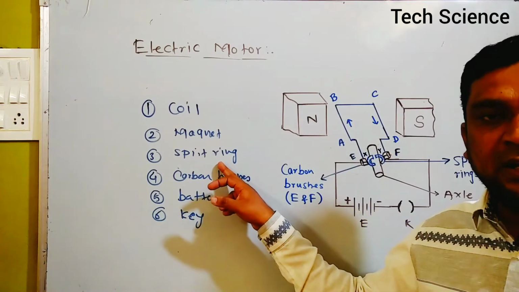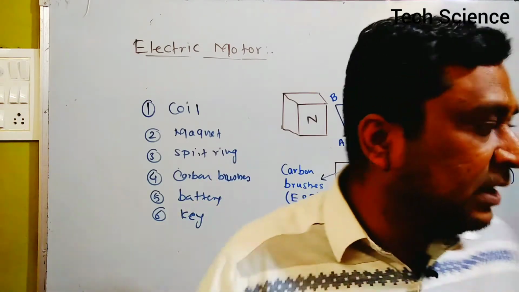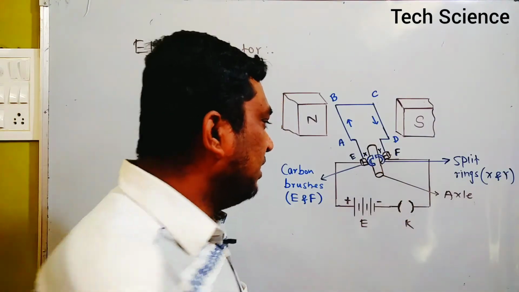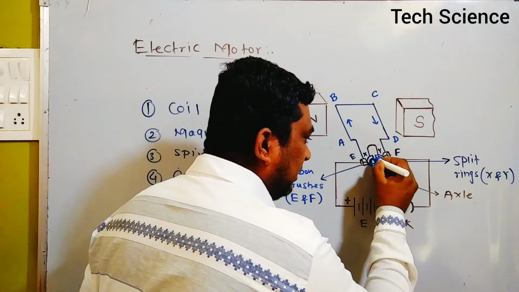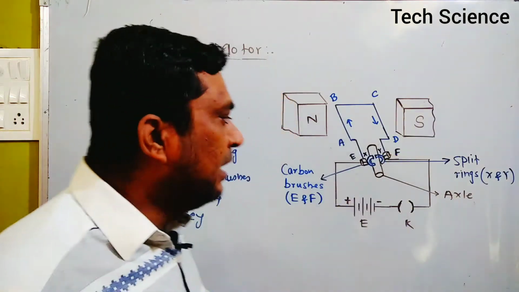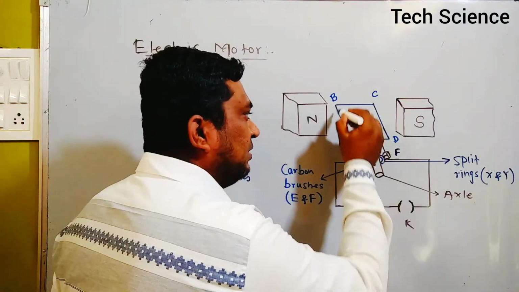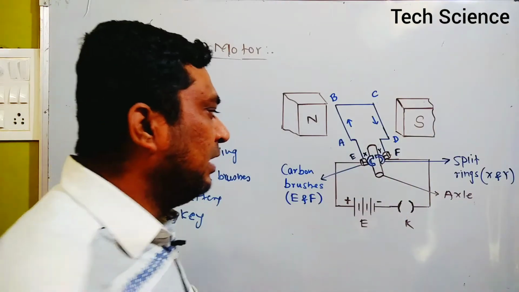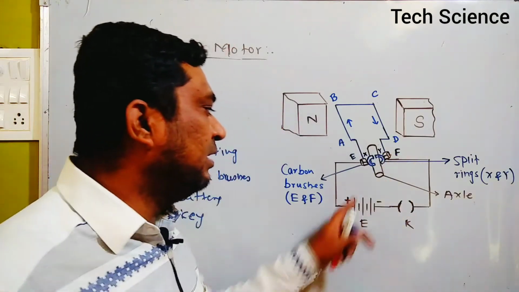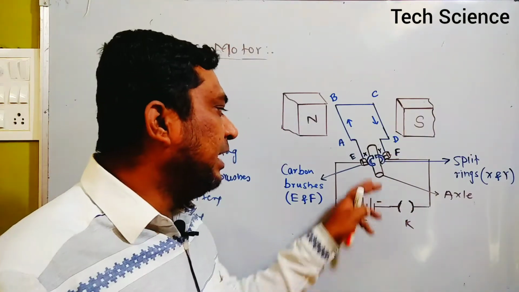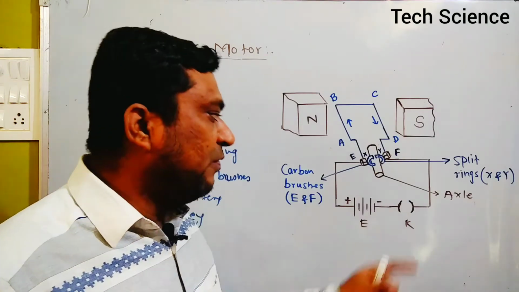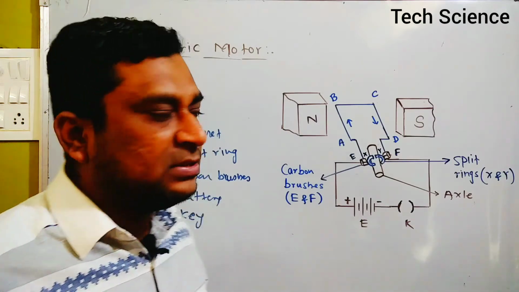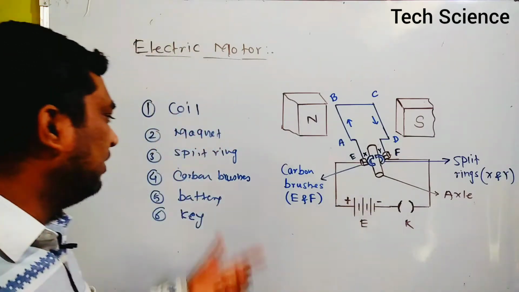Third one, what are the split rings? Observe here in this diagram. Here I am writing split rings. The names are X and Y. There are two split rings. If you observe the armature coil A, B, C, D, the ends of this armature coil are connected to the split rings with the help of the carbon brushes. What is the function of the split rings? They are used to reverse the direction of current in the coil. This is the function of the split rings.